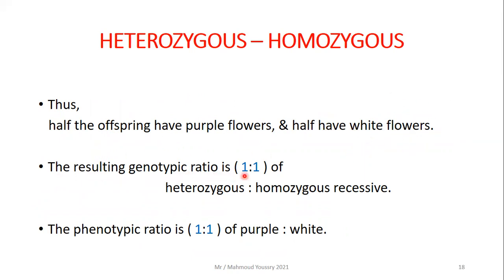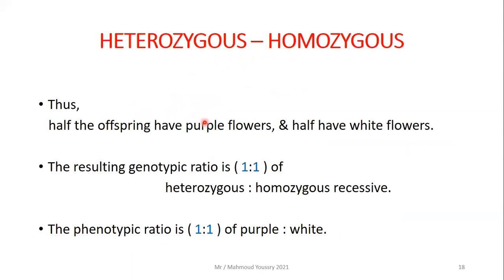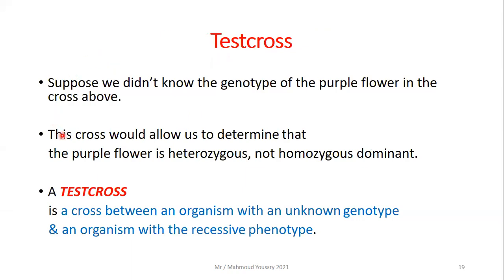The resulting genotypic ratio is 1 to 1, heterozygous to homozygous recessive, and the phenotypic ratio is also 1 to 1, purple to white. Then we come to another process named test cross. Test cross, from its name, is a cross that is used in a test. So what is this? Suppose we didn't know the genotype of the purple flower in the cross above, which was heterozygous by homozygous. This cross would allow us to determine that the purple flower is heterozygous, not homozygous dominant.